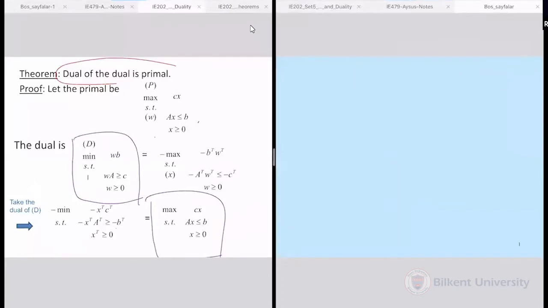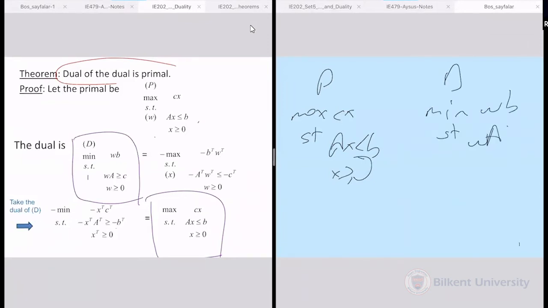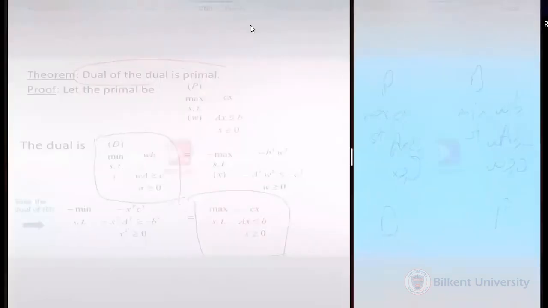If this is my primal, maximizing Cx subject to Ax less than or equal to b, x non-negative, my dual will be minimizing Wb subject to WA greater than or equal to C, W non-negative. If this was my primal, this is going to be my dual. Yeah, these are primal dual pairs of each other. Now, nicely, during the proof, I also learned that canonical form min's dual is canonical form max. Okay? Any questions?